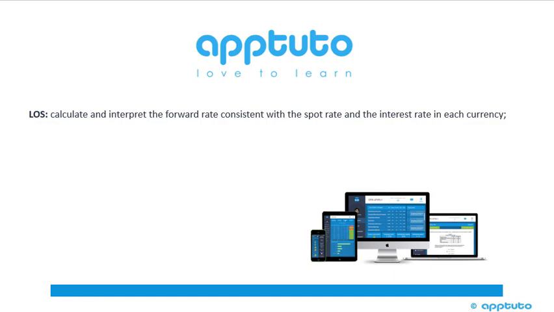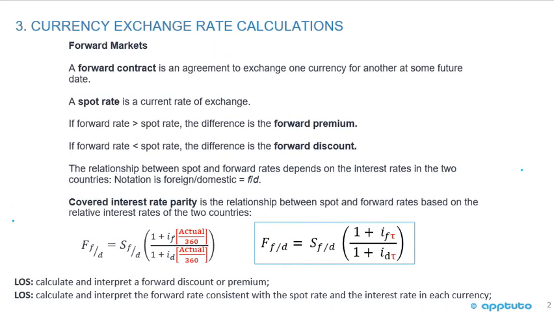This LOS is calculate and interpret the forward rate consistent with the spot rate and the interest rate in each country. If you've been running these videos on autoplay, you're going to see that we're seeing this same slide again, but you have to realize that one of the LOS is calculate, interpret a forward discount or premium. Well, you can't calculate the forward discount or premium without calculating the forward rate. And so this LOS is calculate, interpret the forward rate. So in a sense, we're getting some duplication. And this is the forward rate that's consistent with the spot rate and the interest rate in each country.